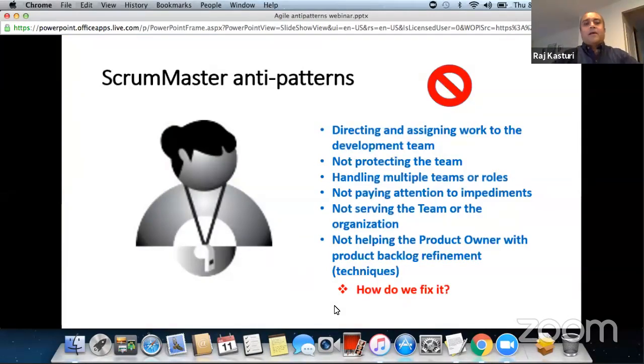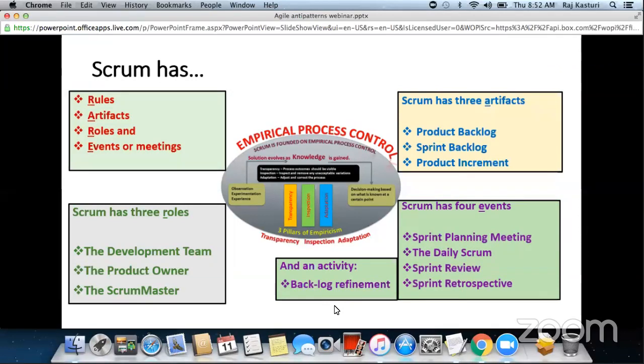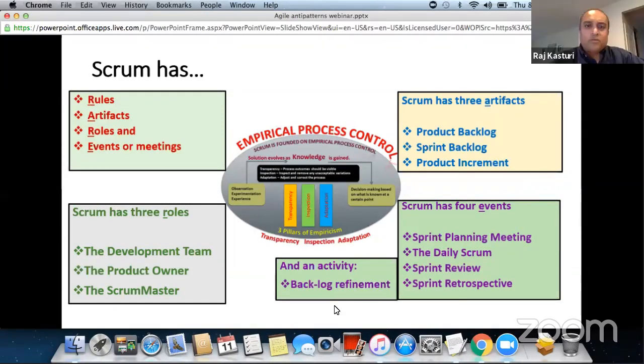So what I want to do, before I get into the Scrum Master anti-patterns, is ask Ishan, if you don't mind, to post a poll about the first question that we want to ask: what kind of anti-patterns do you see as the top ones in your organization or in your experience? Sure. I think all the participants must be able to see the question. You may go ahead and answer it. Yeah, so what topic on anti-patterns is of highest interest to you?